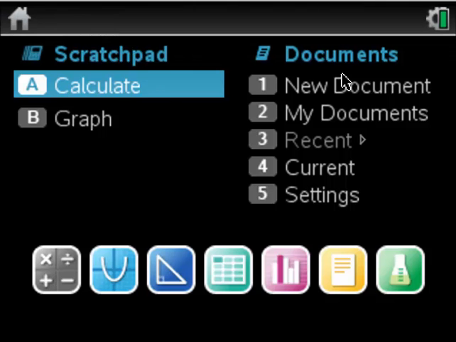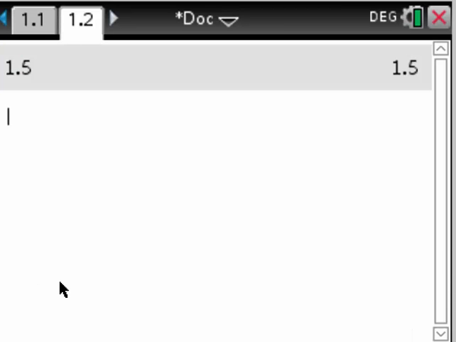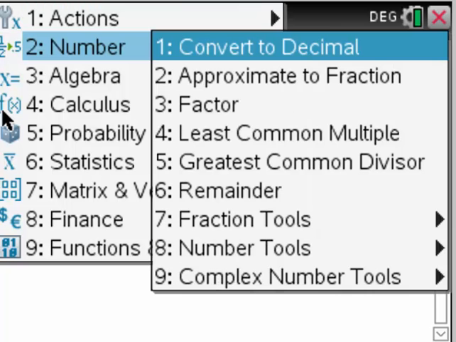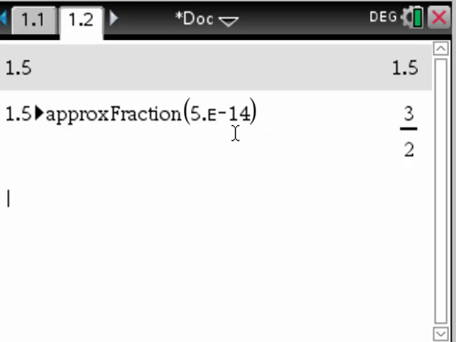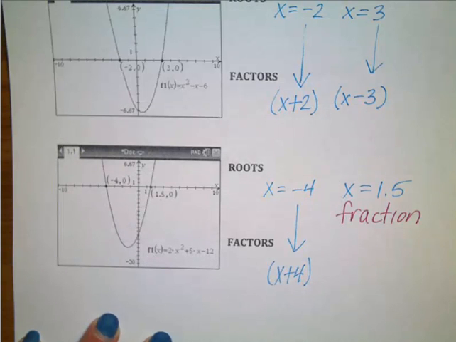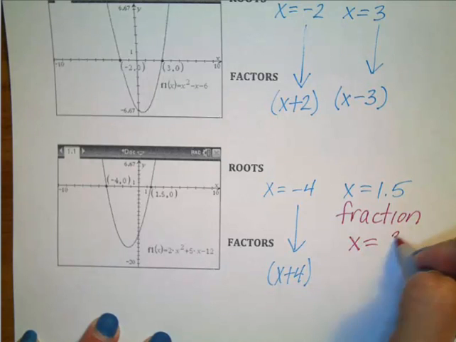We're going to get a calculator page. You're going to put 1.5 in. And notice since you had a decimal, if you hit enter, it gives you decimal form. So the way you're going to put it into a fraction is Menu, Number, and then approximate to a fraction, number 2. So menu to 2. It says this nonsense here that really means nothing to you because it goes out 14 decimal places. You don't have to worry about that at all. So hit enter. So 3 over 2. Hopefully you knew that. So our fraction is x equals 3 over 2.